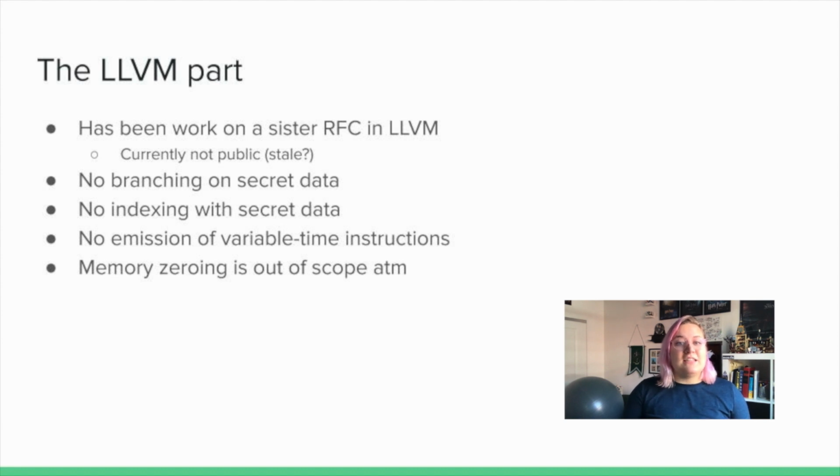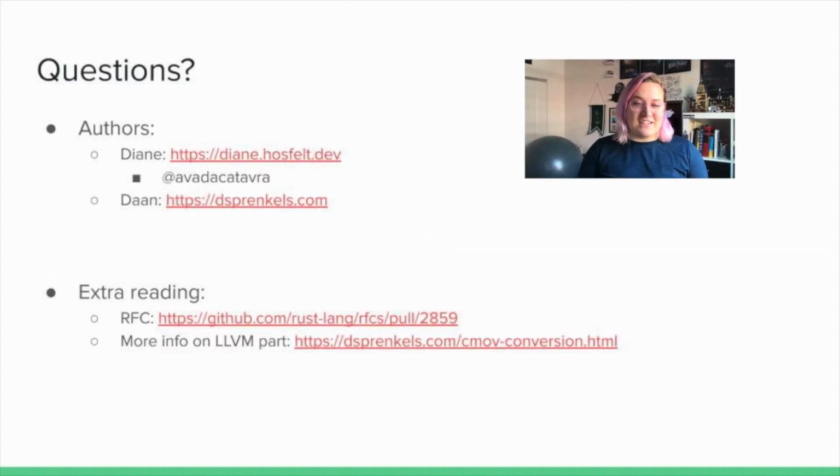So LLVM needs to make sure to guarantee that what we wrote down in the code is still safe in the emitted binary. That means no branching on secret, no indexing with secret indices, and no variable time instructions. At the moment, zeroing memory is out of scope. But when we have this information about public and secret values, then we've laid the groundwork to support that as well. Thank you so much for your attention. If you have any questions, feel free to ask us. While this is a recorded talk, we're currently present and ready to answer questions.